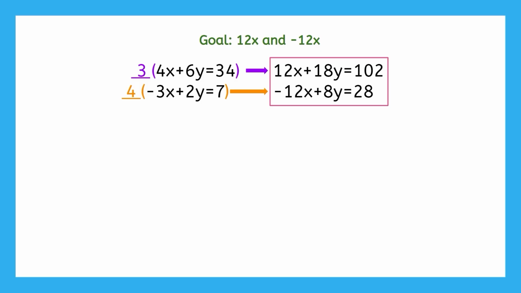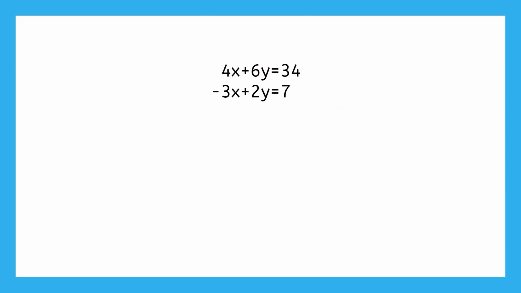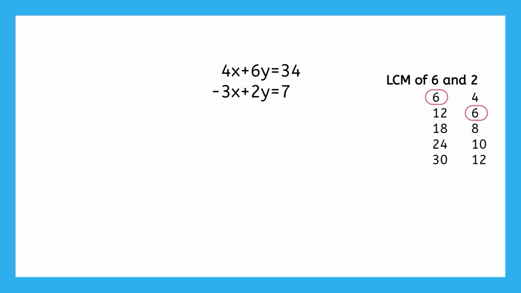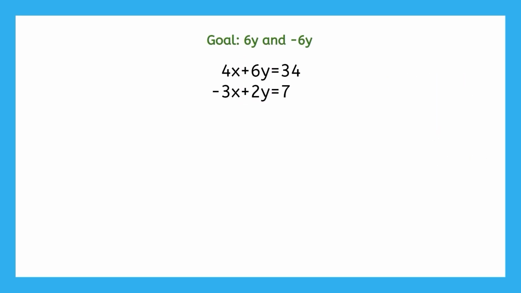But if you think back, I said that we have options. Let's take another look at the original system. What if I didn't want to give the x terms opposite coefficients, and I looked at the y terms instead? Then I would need the least common multiple between 6 and 2. What would that LCM be? The LCM is 6, meaning that my goal is to get a positive 6y and a negative 6y. Actually, I already have a positive 6y in the top equation, so I don't even have to touch that one.